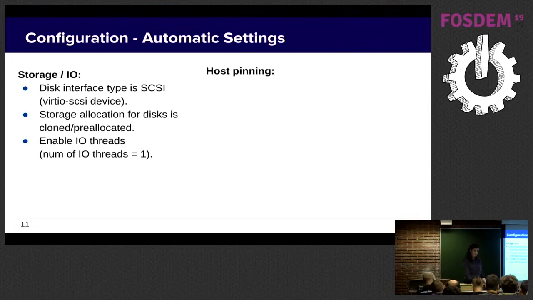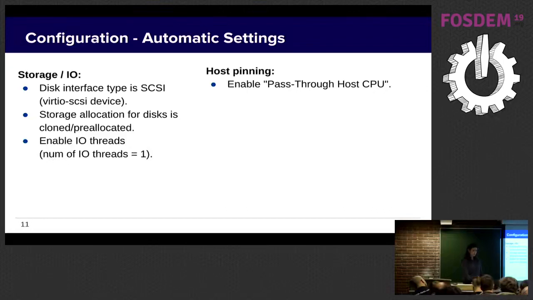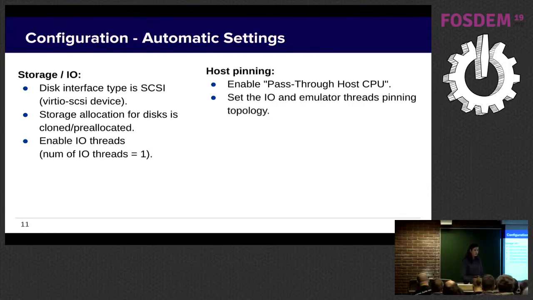Now, regarding the host pinning, we will do two things automatically. First, enable the pass-through host CPU, meaning that the CPU model and the CPU flags used by the host will be identical, the same as the ones used by the VM itself. No layers in between. That's why performance will be much higher. And another thing is we will set the IO and emulator thread pinning topology. Those two things, everything regarding pinning, will increase performance much higher than other things. So those two things have a big influence on performance once you set them.